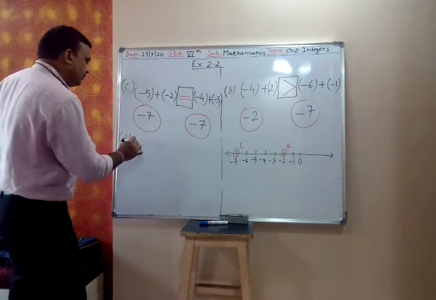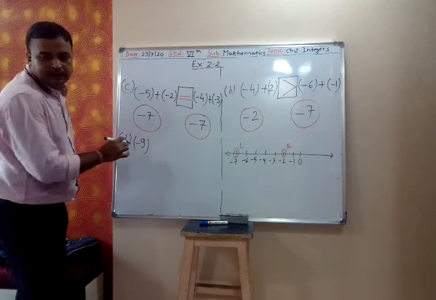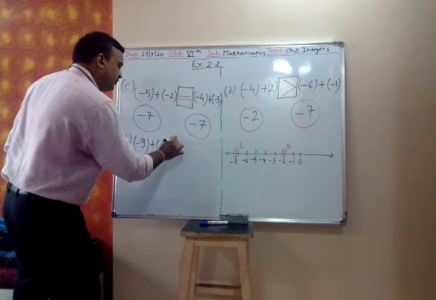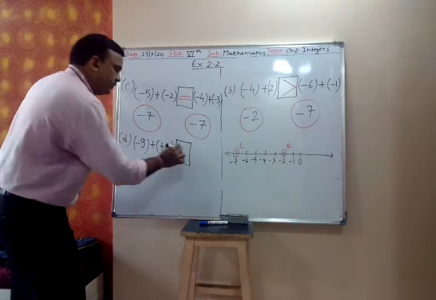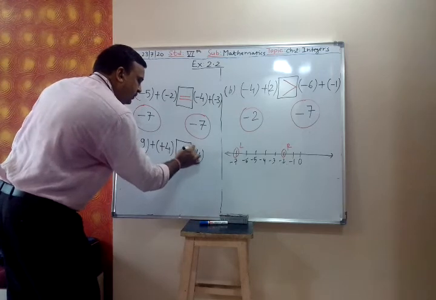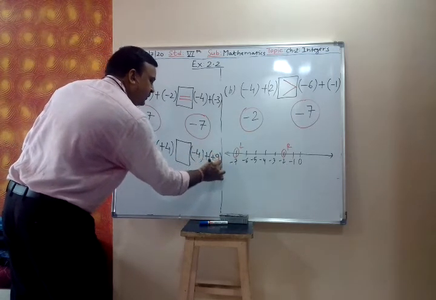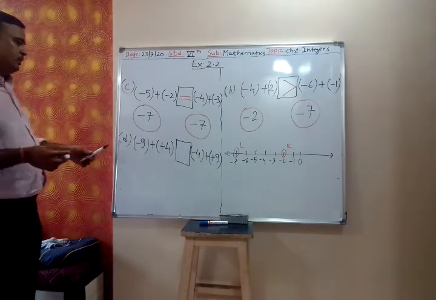Minus 9 plus 4, minus 9 plus 4 plus 4, then minus 4 plus 9, minus 4 plus 9. We will see.